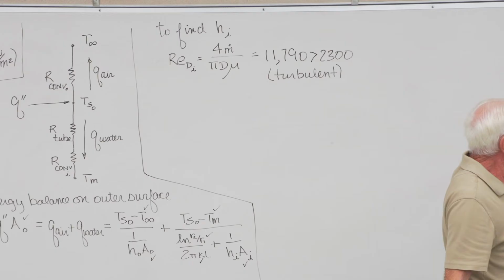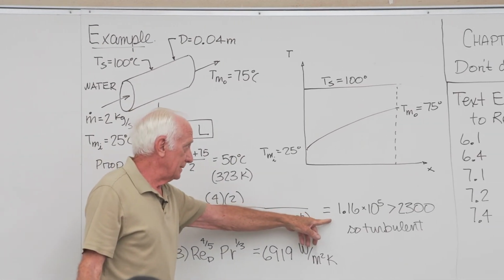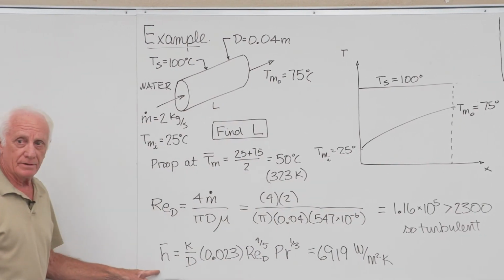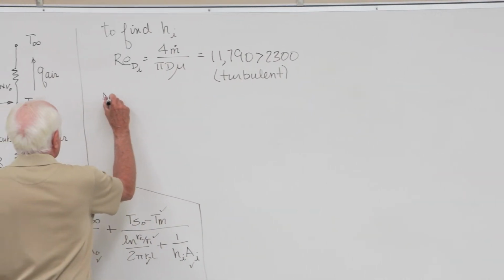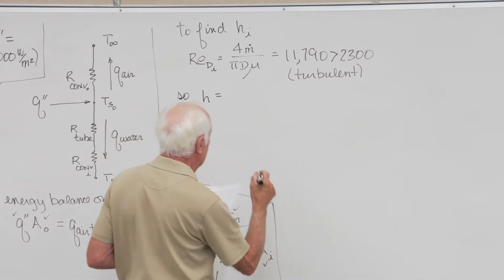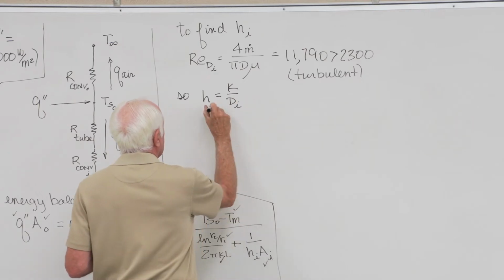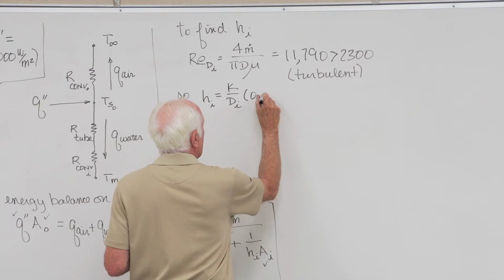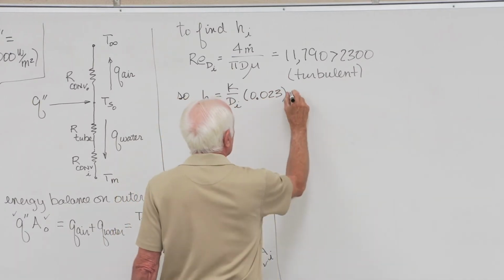Over here, water in a tube to find L. Reynolds number, 11,790. Turbulent, what did we do? Equation 8.60, there it is. So, H is equal to K over D. H inside, 0.023 Reynolds to the 4/5, Reynolds to the 1/3.